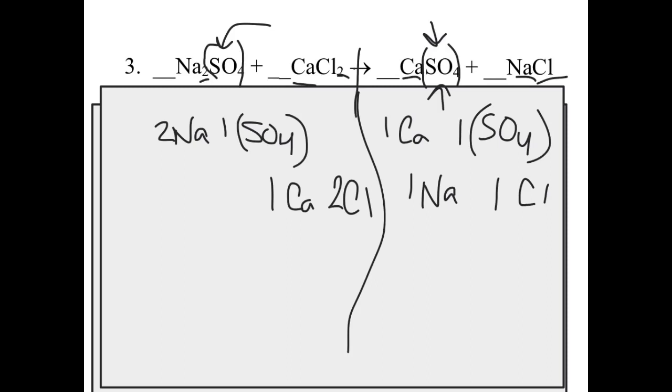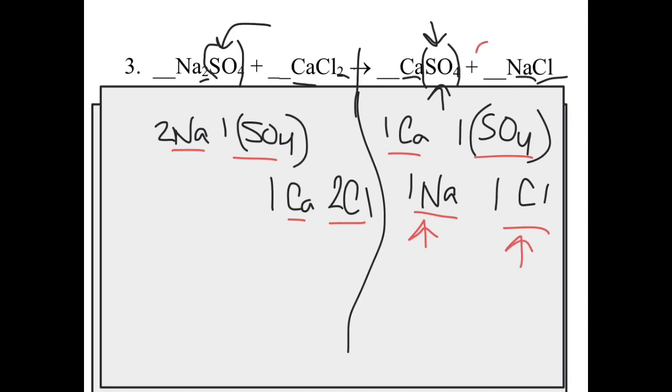All right, so let's see any imbalance here. We've got 2 sodium and 1 sodium, so we've got to balance that out. 2 chlorine and 1 chlorine. And everything else seems balanced. Calcium and calcium are balanced, sulfate and sulfate are balanced. Okay, so we need to get 2 sodium and 2 chlorine on each side.